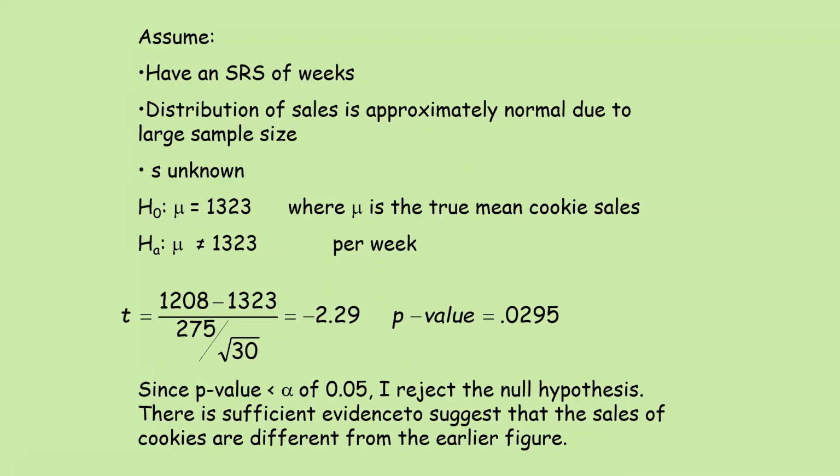So again, we start with assumptions. Do we have an SRS? And yes, it's stated SRS. Is it normal? We have a large sample size. Our sample size is 30, so due to n being greater than 30, yes, it is normal. And little s is unknown.